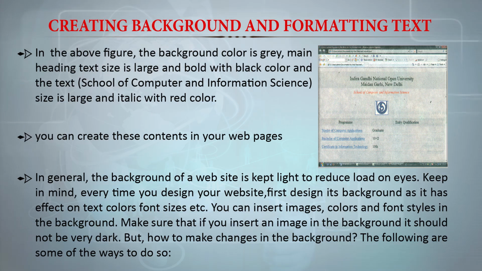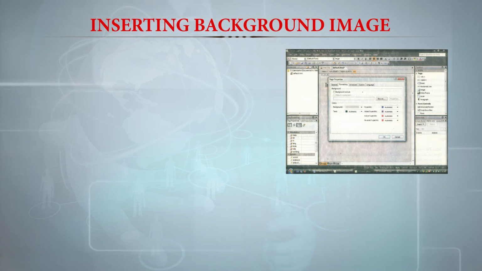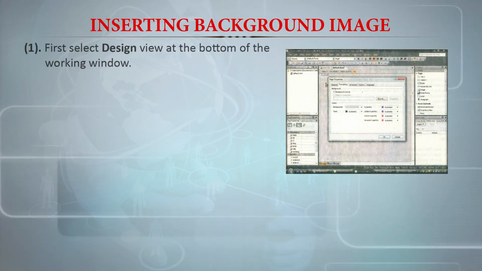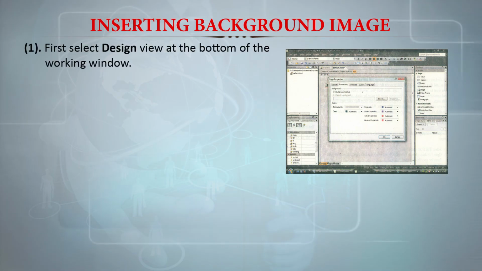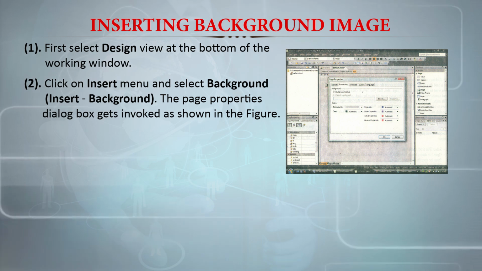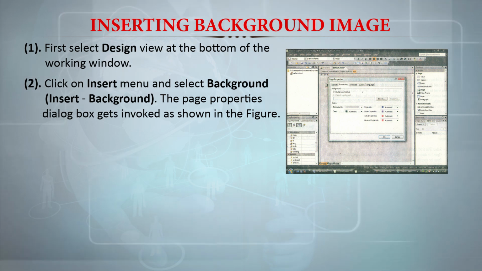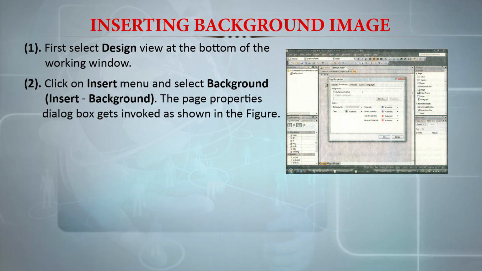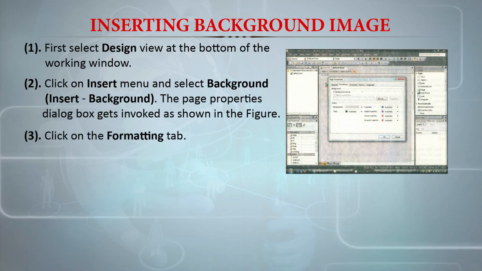But how to make changes in the background? There are several ways to do it. First thing is you insert the background image. First select the design view at the bottom of the work window. Then click on the Insert menu and select Background, and in that you have to select the particular image which you want to have as background. The Page Properties dialog box gets invoked as shown in the image.